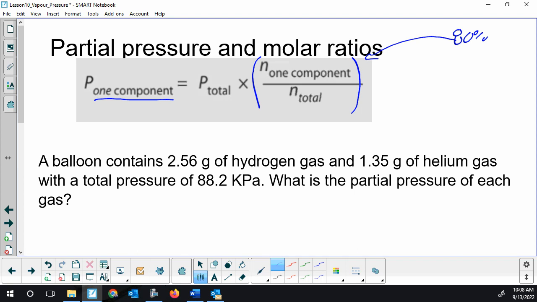Every ideal gas we can treat as gas independent as long as we use moles. We can't use mass to do this. So we're given the mass of hydrogen and the mass of helium, and we need to figure out how many moles we have of each.